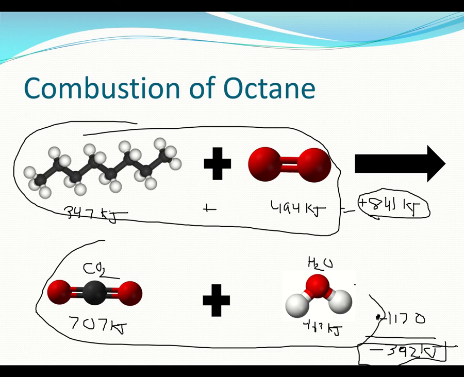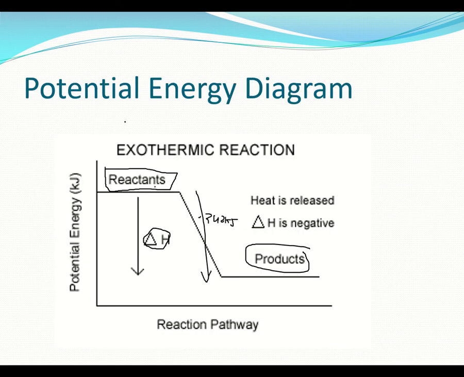And that makes sense. If you think of burning a piece of paper, a piece of paper has a certain amount of potential energy. You light it on fire, it gives off heat, and then after, those ashes don't have very much energy left over. So our products are going to have less energy than our reactants.